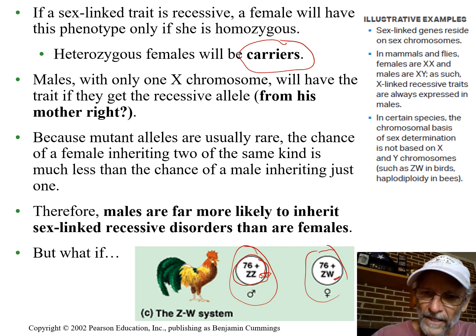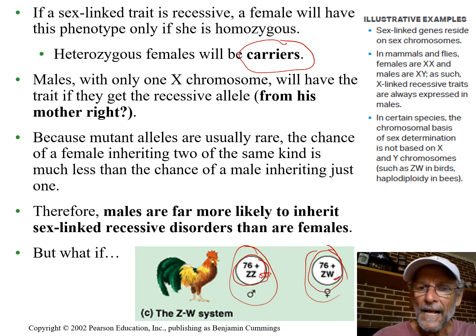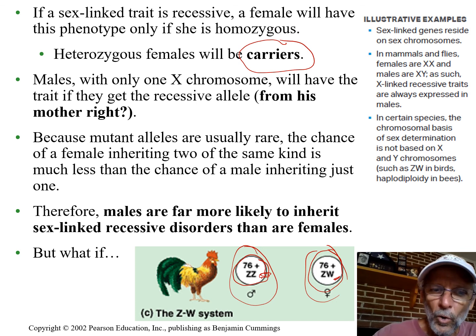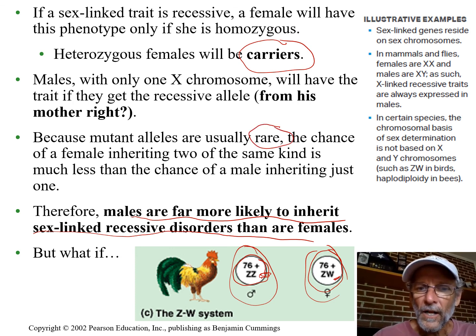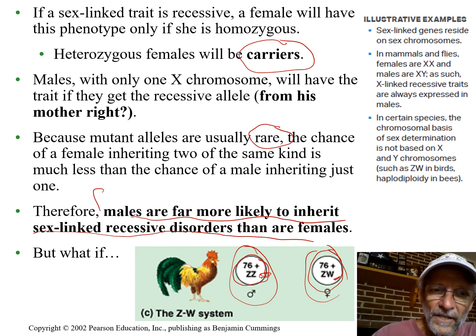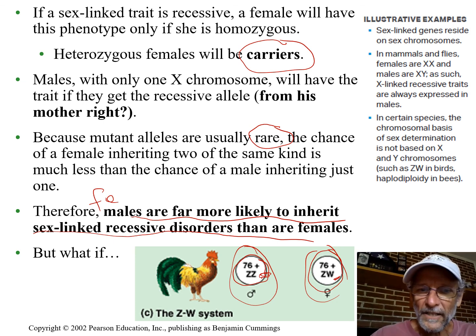And more importantly, possible question-wise, the individuals that have just 1 sex chromosome, therefore 1 of the kind of genes you're talking about, are far more likely to inherit sex-linked recessive disorders if they are rare, which they usually are, like hemophilia in humans. But if we're talking about birds, it would be the females that would be more likely to show sex-linked recessive disorders.